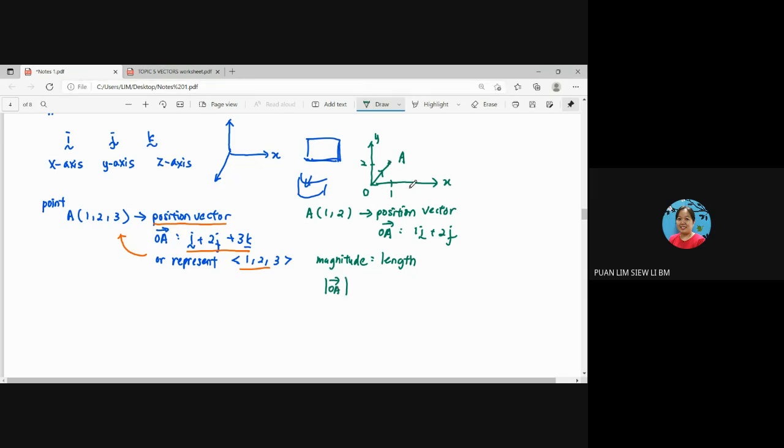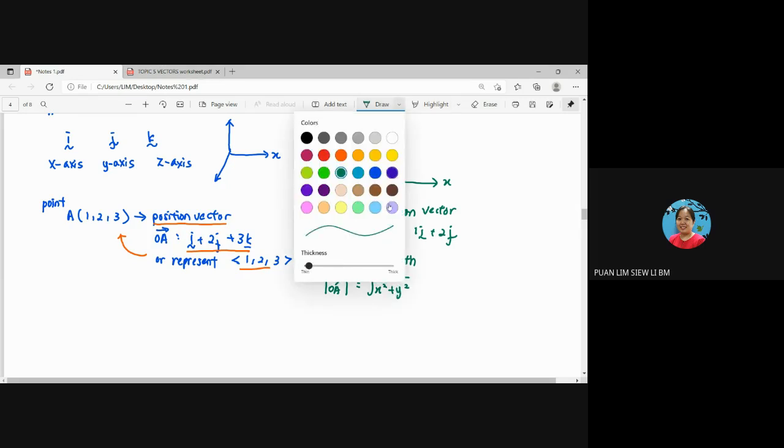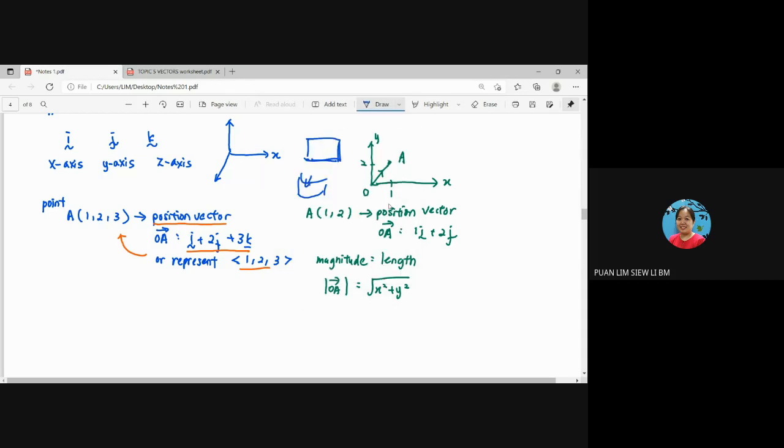So it is the length of the vector. I cannot say the length of point A. The length of vector OA, what do we do? It is Pythagoras theorem. You can see a triangle here. Actually it is your basic a squared plus b squared equals c squared. To get the length here, it will be the square root of x squared plus y squared. When we come to 3 dimensions, it will be the same. The magnitude of OA will be the square root of x squared plus y squared plus z squared.